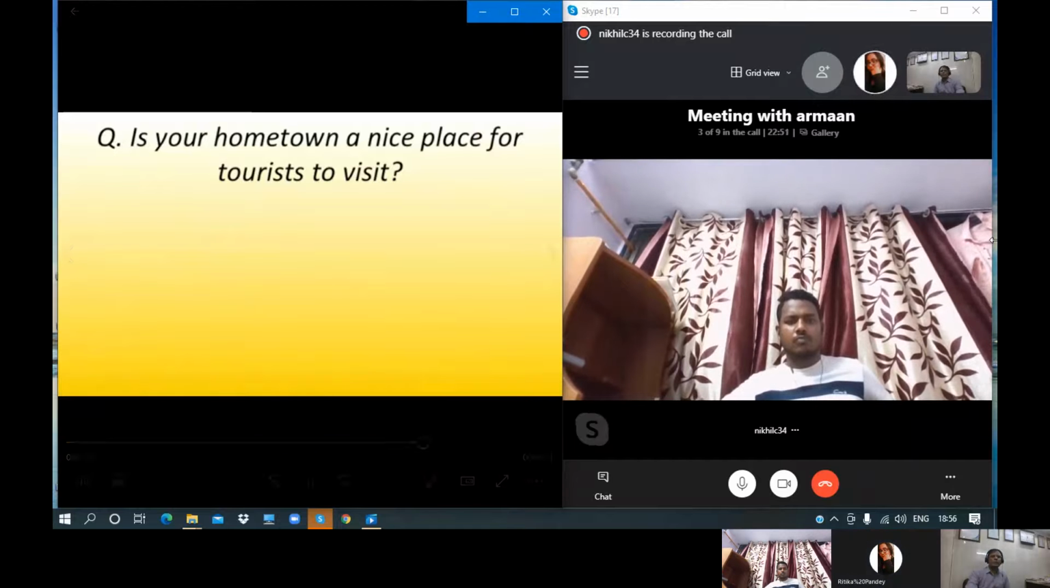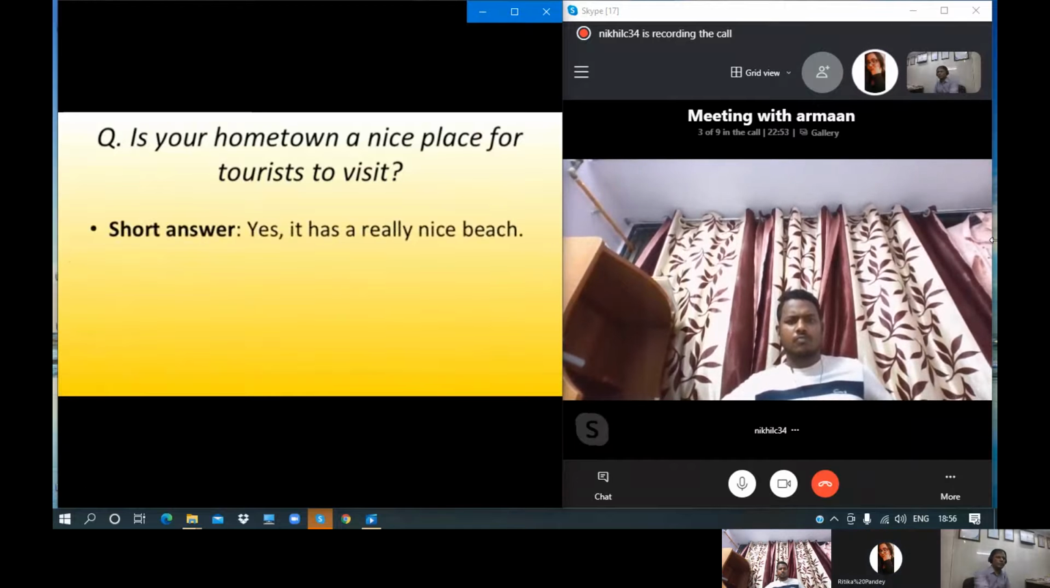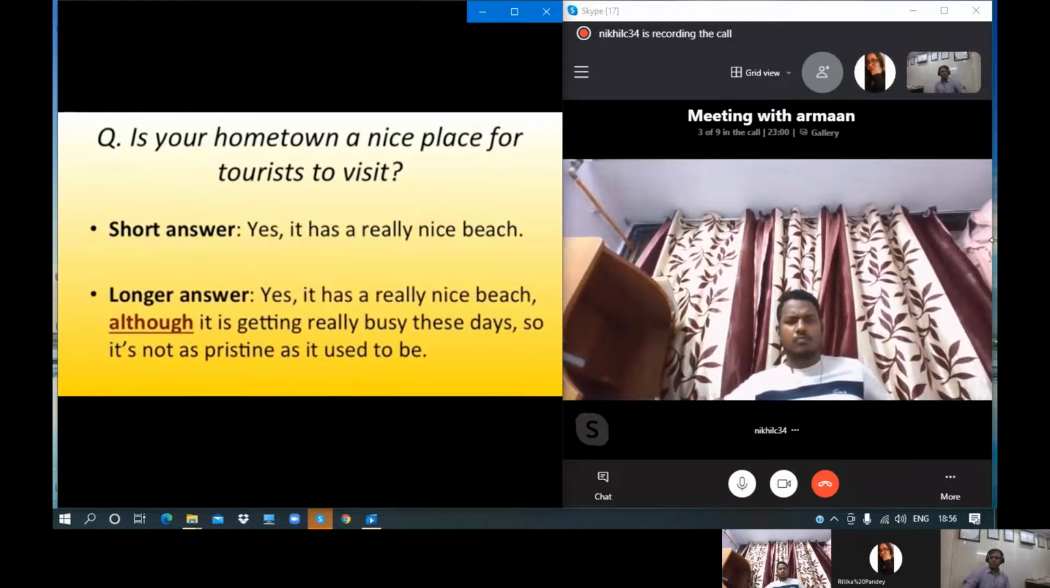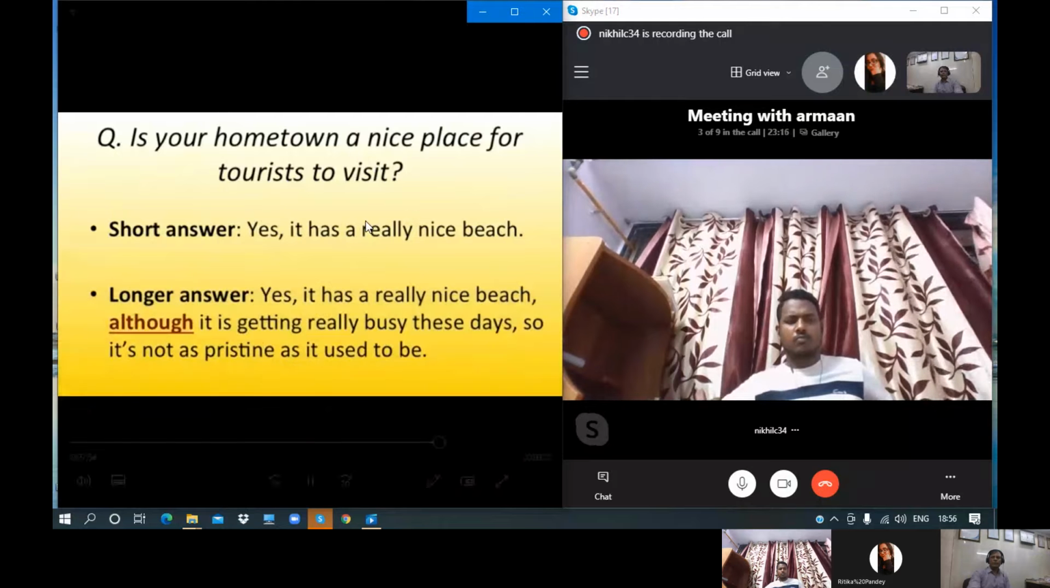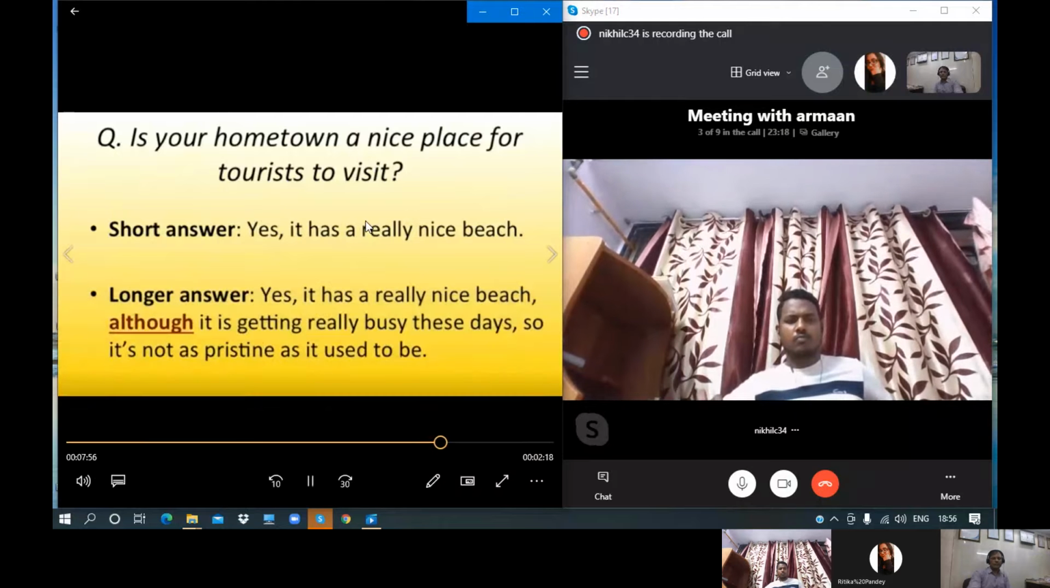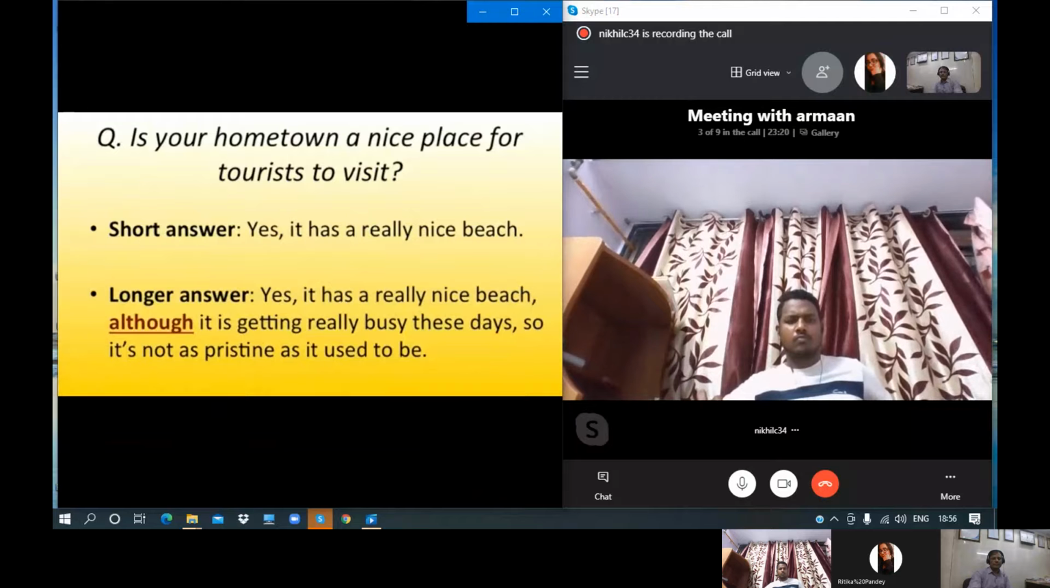Okay, now listen. A short answer would be, yes, it has a really nice beach. A longer answer can be, yes, it has a really nice beach, although it is getting really busy these days, so it's not as pristine as it used to be. The answers that they have given show the use of contrast. Do you notice how a contrasting piece of information is adding length to your answer?